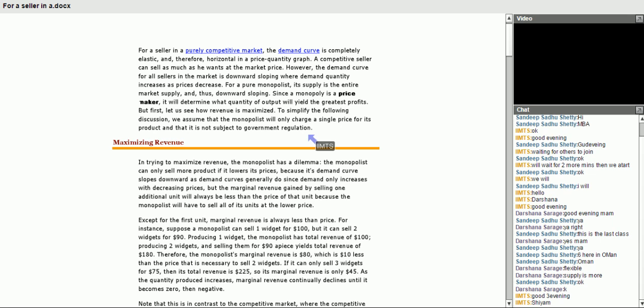Can you see a graph? Sandeep, Darshana, Shyam.